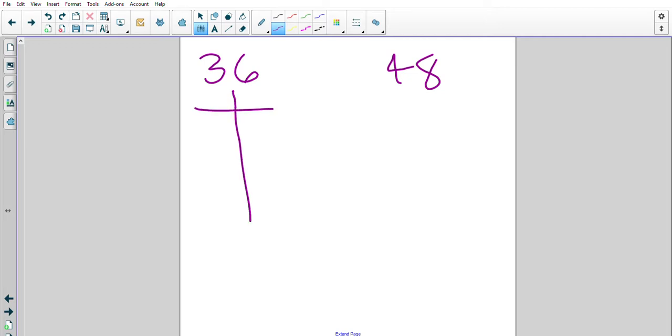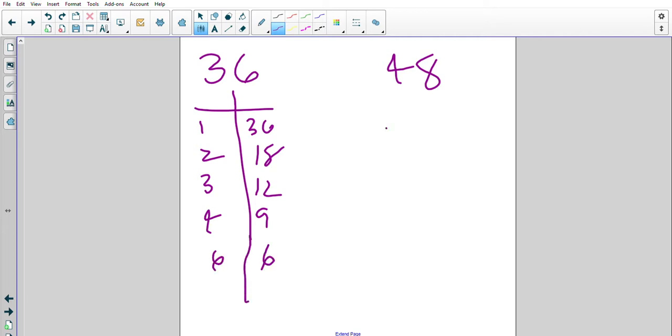the awesome strategy of factor pairs, which we've already done so many times. We know that 1 and 36 are factors. We know 2 and 18 are factors. 3 and 12, 4 and 9, 6 and 6. I'm positive most of you could do this in your sleep at the rate we've been working.